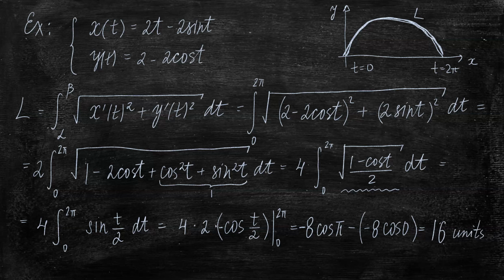Isn't that nice? So the length of an arc of cycloid is equal to 16. Who would have thought it would be a nice number? But that's why I said earlier that cycloids are really nice.